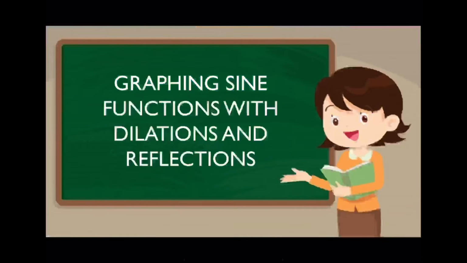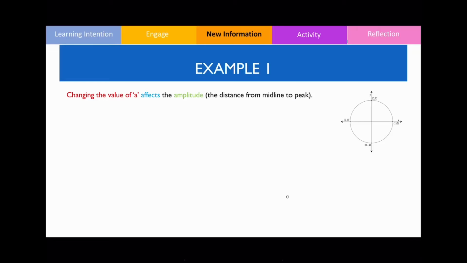So let's learn how to actually graph the sine function that has dilations and reflections in it. Remember that when we were looking at transformations in the previous video, changing the value of a is an example of dilation, and essentially you're going to be changing the amplitude, which is the distance from the midline, the middle of the graph, to a peak, okay? Whenever you have a large a value, you're going to be stretching the graph. As a result, you will have a large peak. In contrast, a small a value will result in smaller peaks, so the graph will appear smaller.